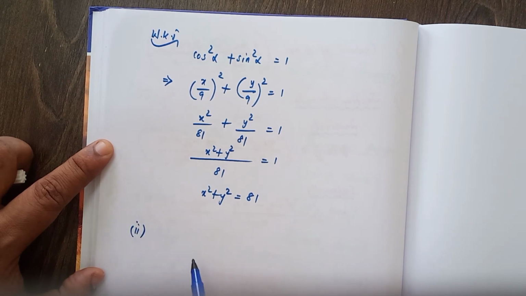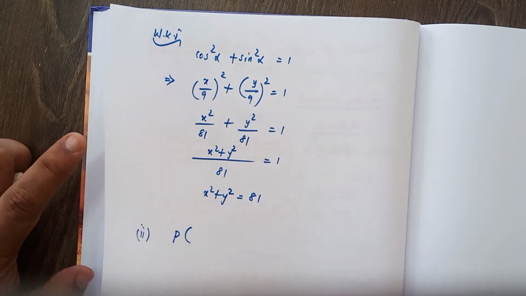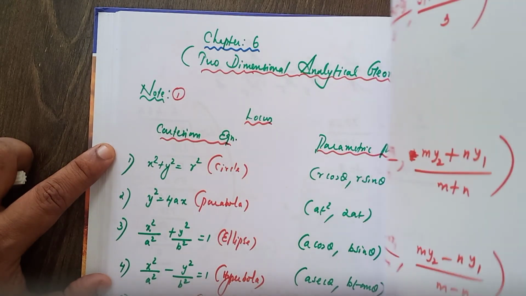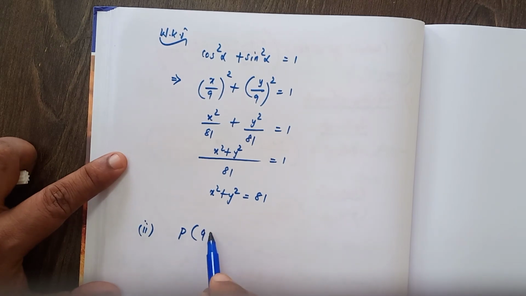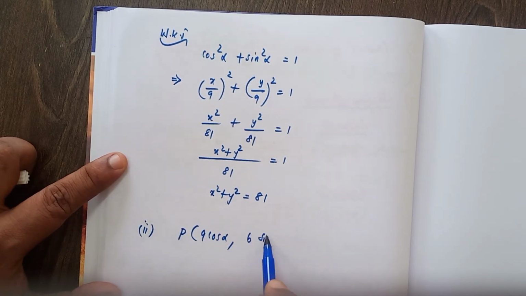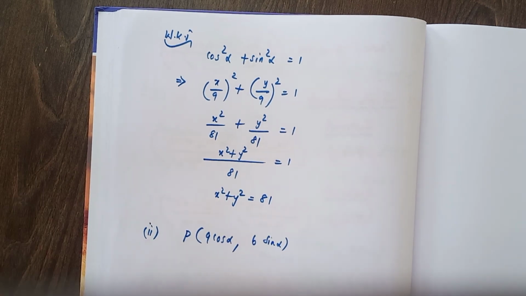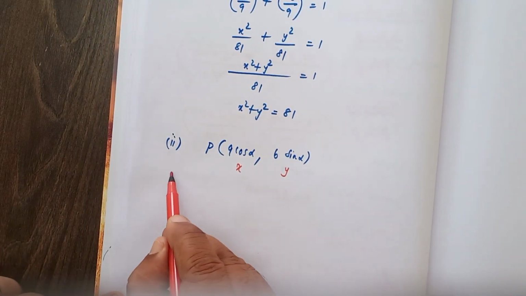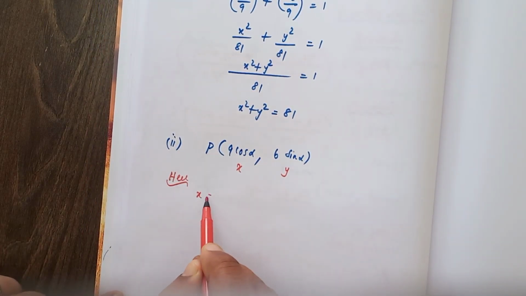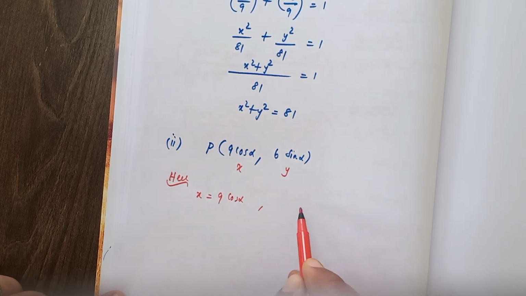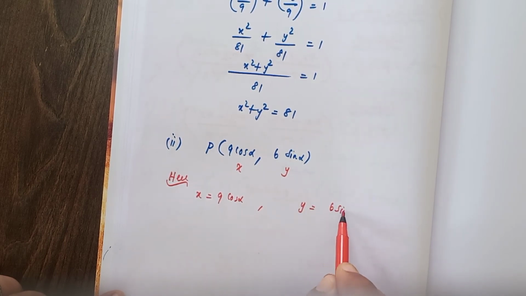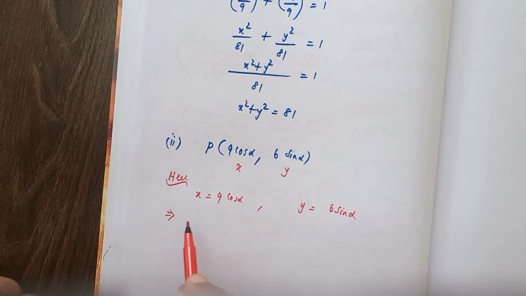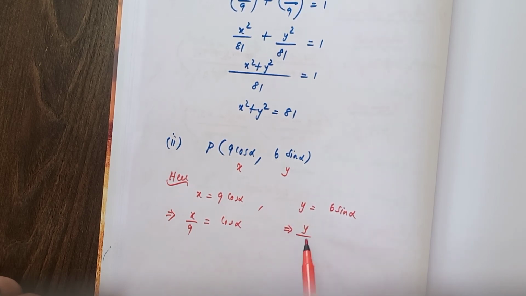Now subdivision number 2. The given point is P of 9 cos alpha, 6 sin alpha. This is the x coordinate and the y coordinate is 6 sin alpha. Here x is equal to 9 cos alpha and y is equal to 6 sin alpha, which implies x by 9 is equal to cos alpha and y by 6 is equal to sin alpha.